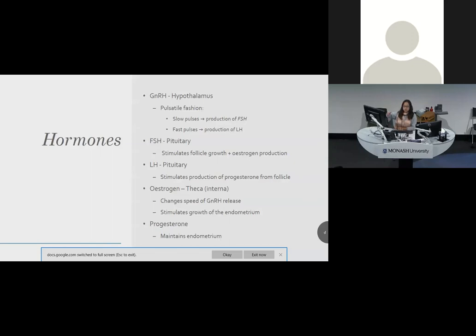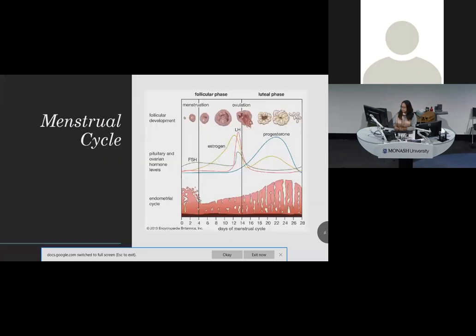It's got negative feedback back up to the hypothalamus, and the concentration of estrogen dictates what the hypothalamus will do. And then you've got your progesterone, which basically just maintains the endometrium and maintains pregnancy later on.